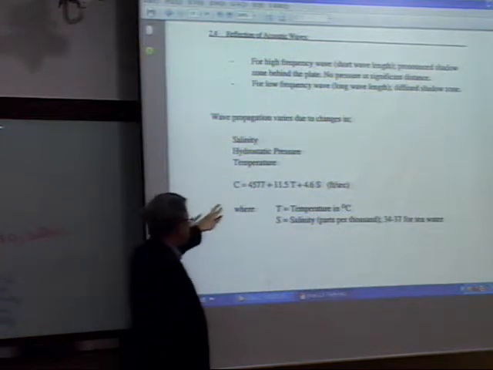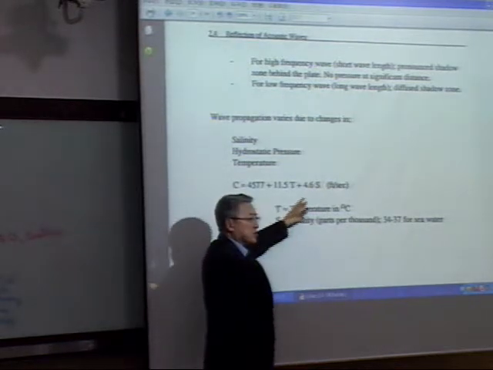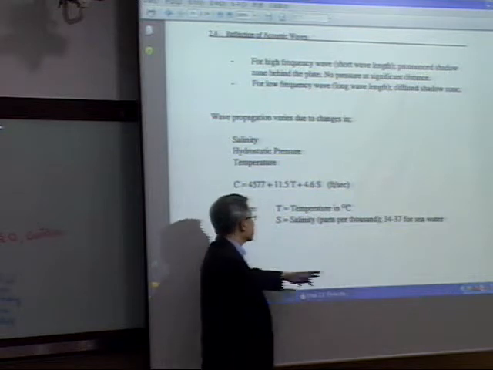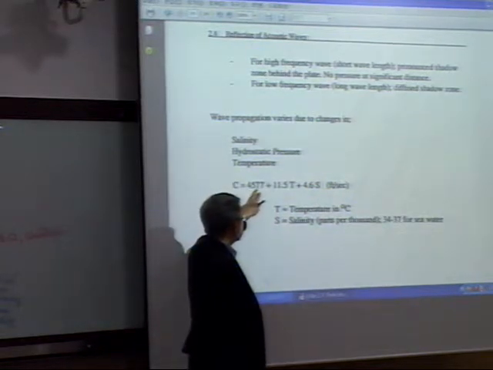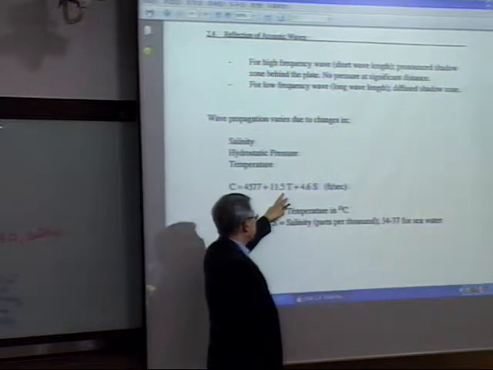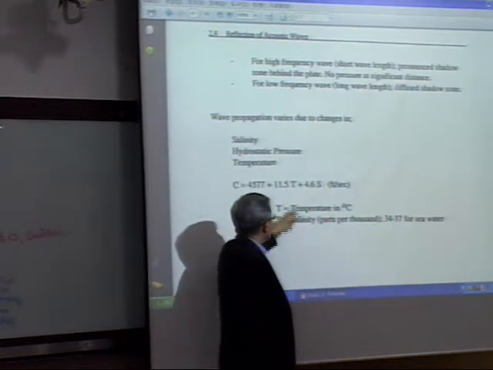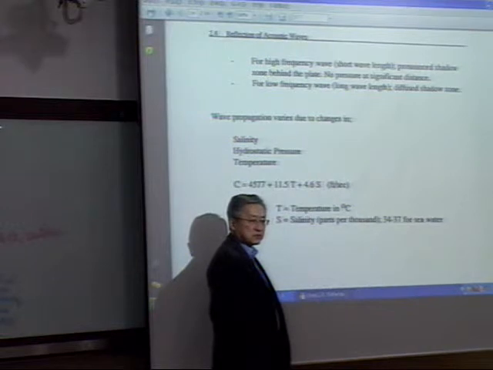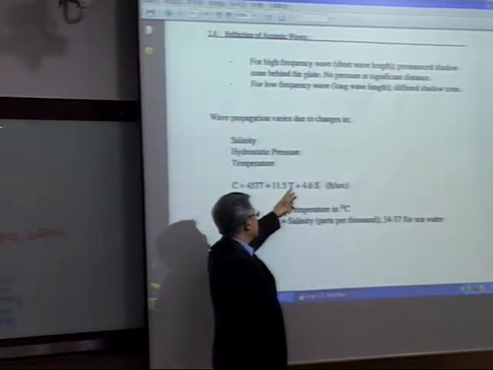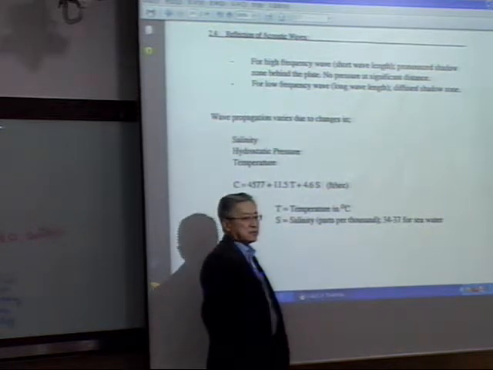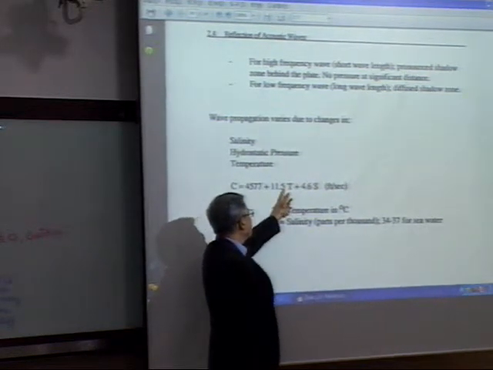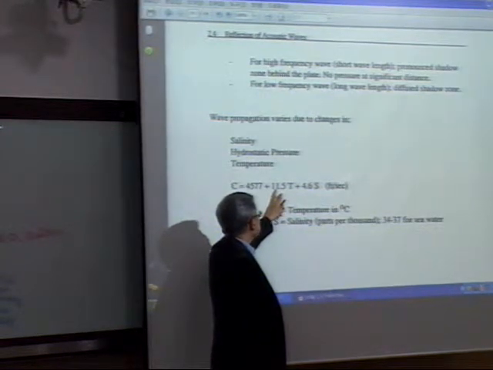So here c is unit dependent. c is in feet per second. Okay? And 4577 plus 11.5, this temperature is in C, Celsius scale. So if temperature is something like 25 degrees, 25 times what?